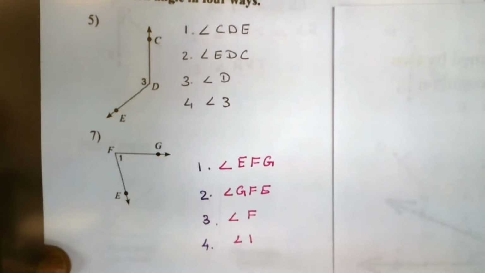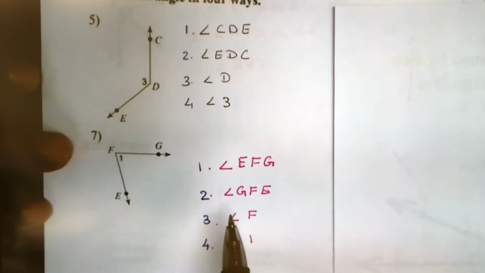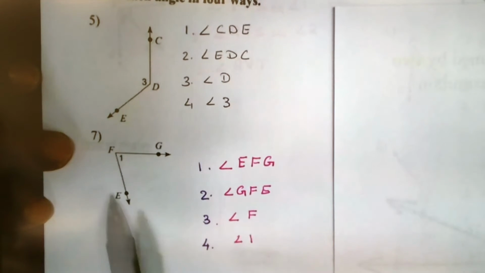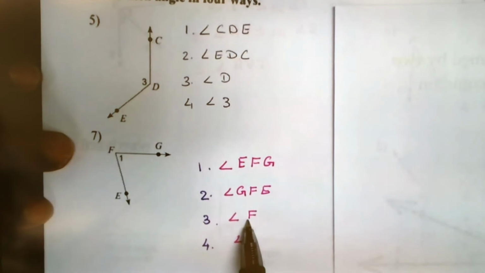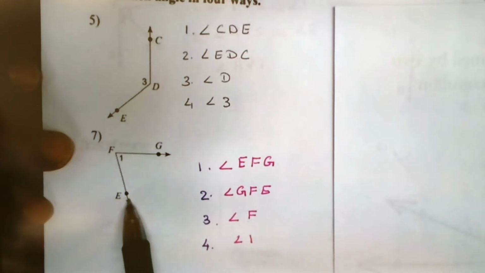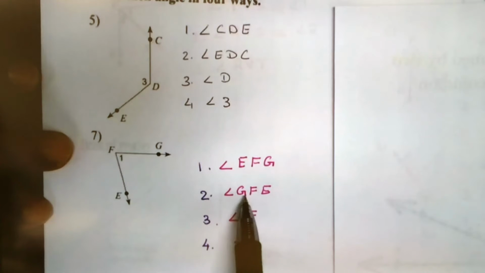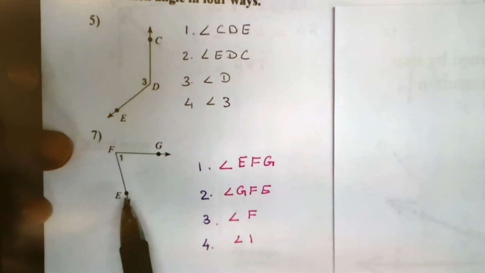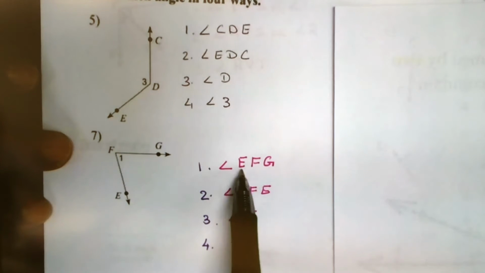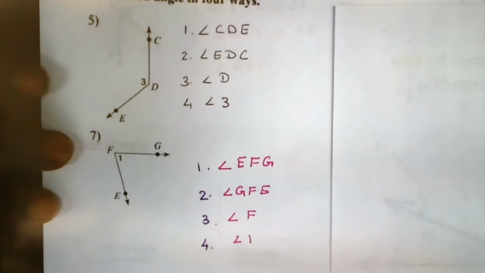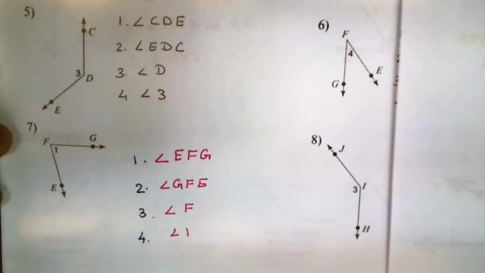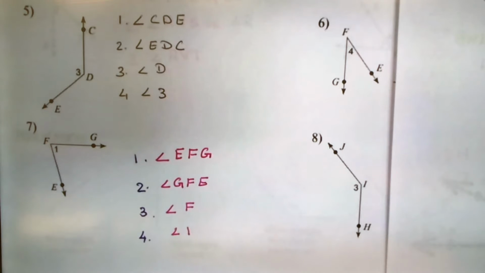One way is angle 1. The next one, just use the vertex, angle F, or I can use all 3 letters, GFE, angle GFE, or angle EFG. So here are the next 2 questions, so please pause the video and do it and come back.